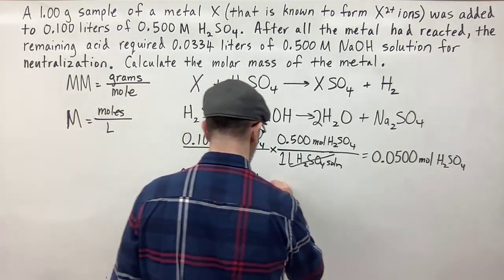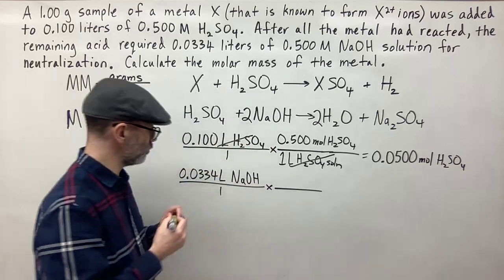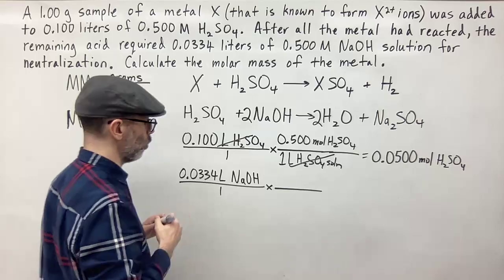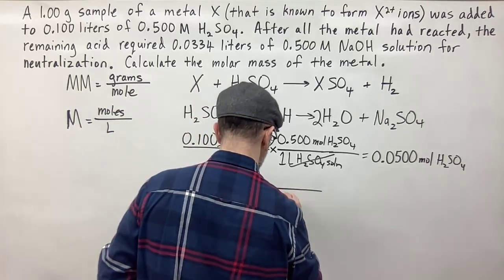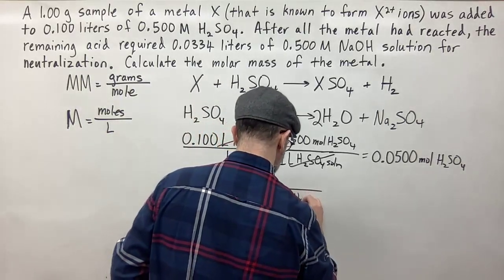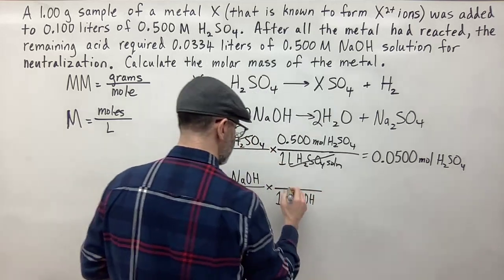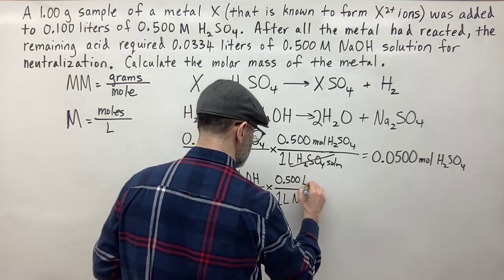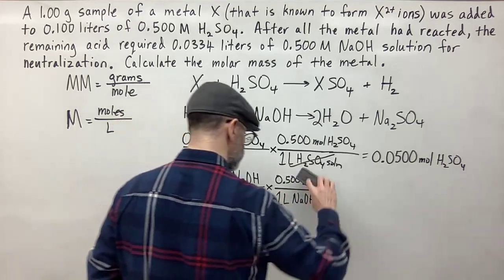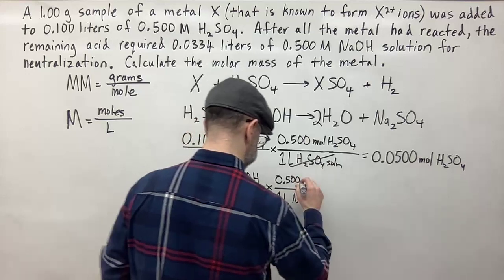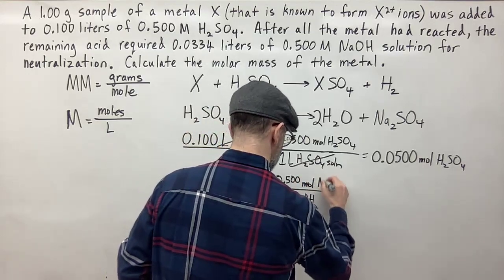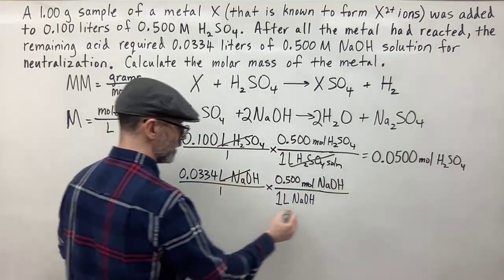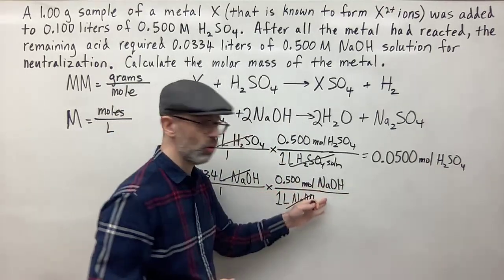And then we're going to use the molarity again of our NaOH solution to convert from liters to moles. So again, we have 0.500 molar. That's going to be 1 liter of the NaOH on the bottom, and 0.500 moles of the NaOH in the solution on top. So now the liters cancel out. I have 0.500 moles of NaOH.